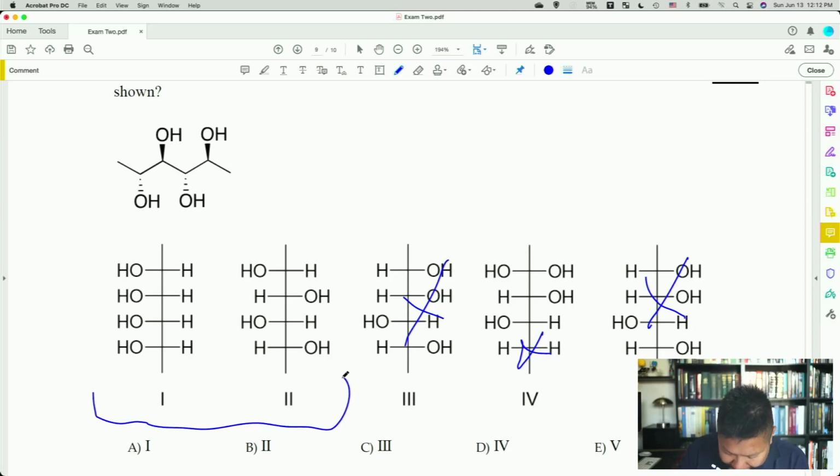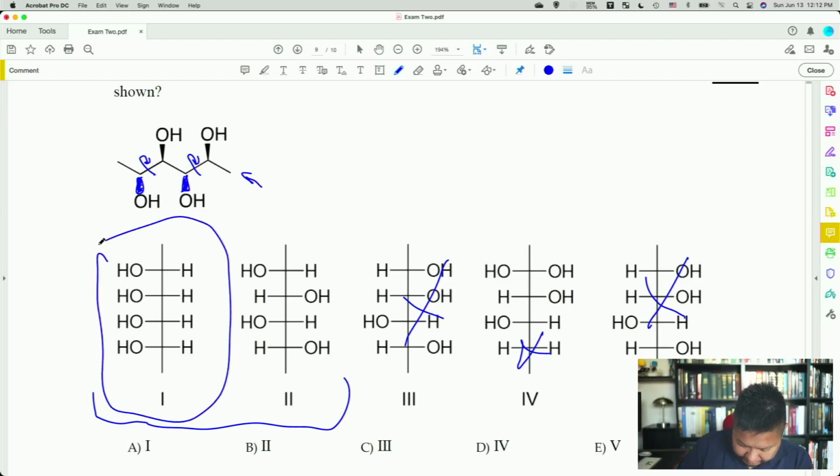But if you notice, the OHs on the left and on the right are not pointed in the right direction for it to resemble going up out of the paper and then into the back of the paper, right? So this is another one of those things where you have to rotate it about this single bond. And when you rotate it, all these OHs become on the same side because they become wedges, right? And so the correct answer is this one. Don't forget that you can rotate around a single bond.